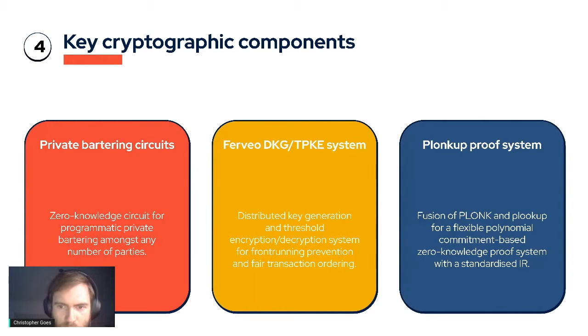And the third component is Plonkup, which is a protocol fusion of Plonk and plookup that creates a flexible polynomial-commitment-based proof system, and we're working on a standardized IR so that all the different flavors of Plonkup and Halo 2 and things that are Plonk-ish but not entirely standardized can be targeted with front-end languages through a standard IR.